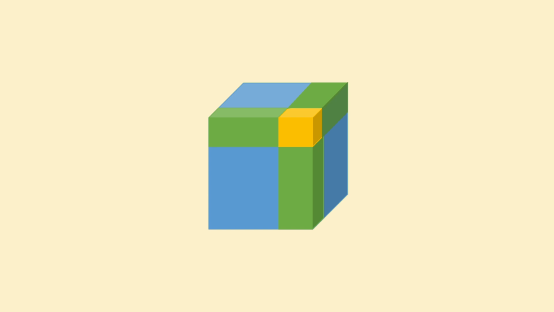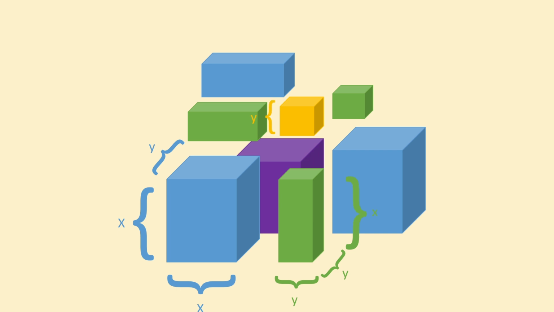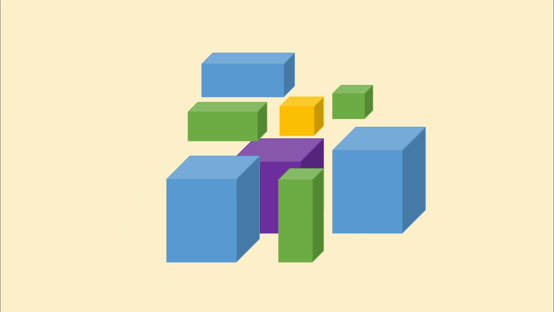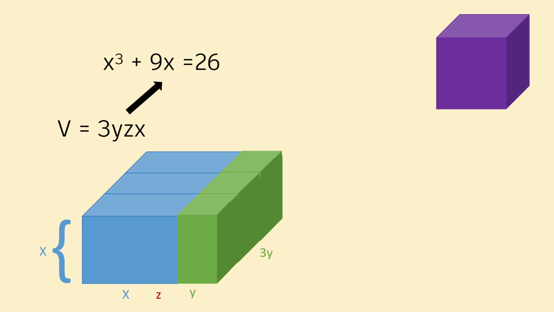Now we can divide this new volume into 7 smaller shapes: 3 with dimensions x by y, and another 3 narrower ones with dimensions x by y, plus a small cube of sides y. Tartaglia rearranged the bigger prisms into a rectangular block of size 3y by x plus y, which is z. So the volume of this shape is 3 times y by z by x.